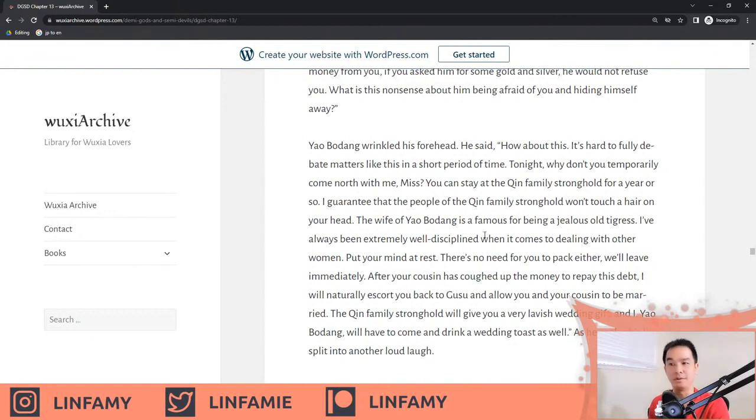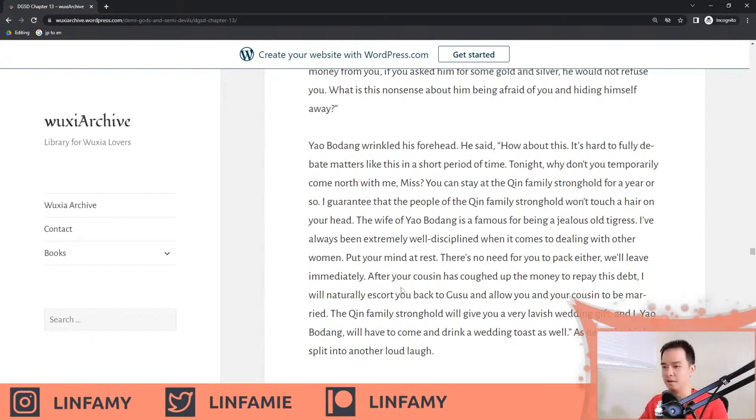Tonight, why don't you temporarily come north with me, miss? You can stay at the Qin family stronghold for a year or so. I guarantee that the people of the Qin family stronghold won't touch a hair on your head. The wife of Yao Bodang is famous for being a jealous old tigress. Wait, he has a wife already. I've always been extremely well disciplined when it comes to dealing with other women. Put your mind at ease. There's no need for you to pack either.